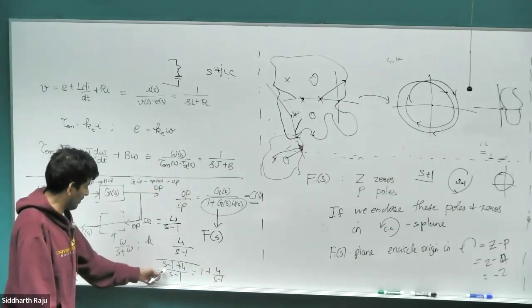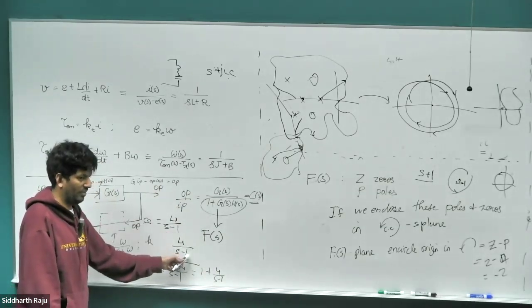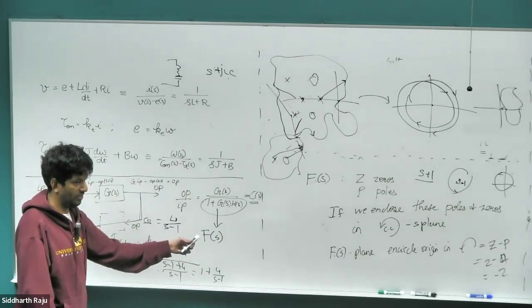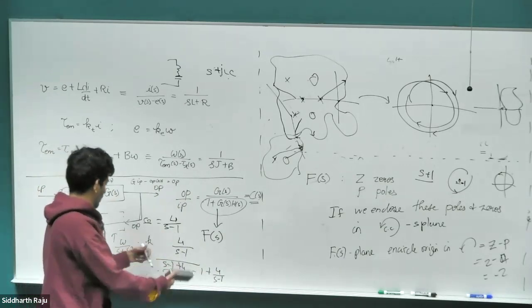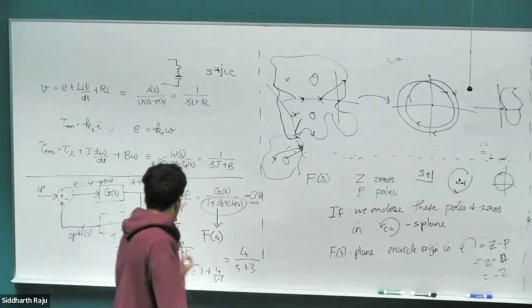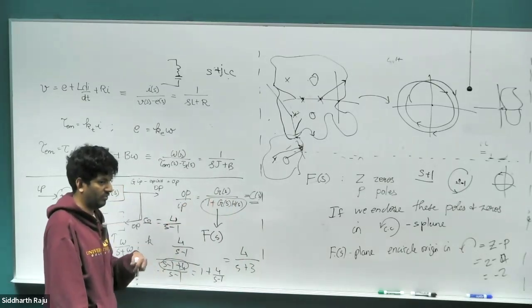So if you look at the denominator of 1 plus g of s h of s, it actually cancels out with this denominator here. That's why that term doesn't matter in the closed loop system at the end of the day. It's the numerator term that contributes. If you look at the full transfer function c of s, it would be 4 divided by s plus 3. Where did this s plus 3 come from? It came from the numerator term of 1 plus g of s h of s.